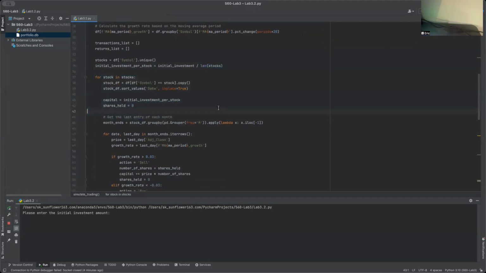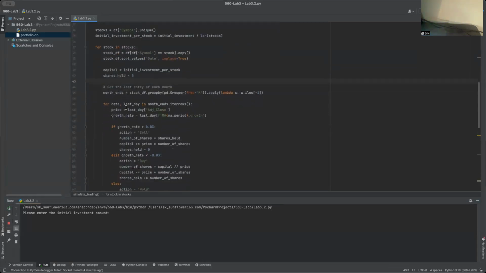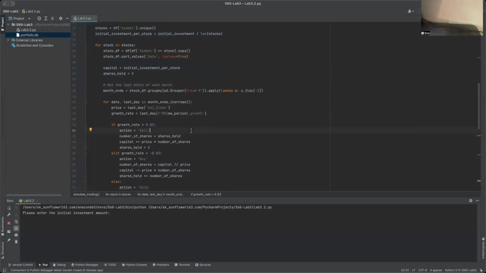And then for each stock, we're going to calculate a moving average growth rate. The growth rate of the moving average decides are we going to do any investment action or not. We have a fixed investment date, which is the end of each month. So at the end of each month, we're going to calculate the growth rate of the moving average.